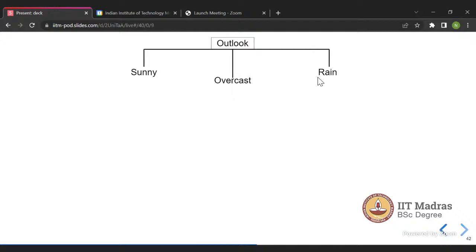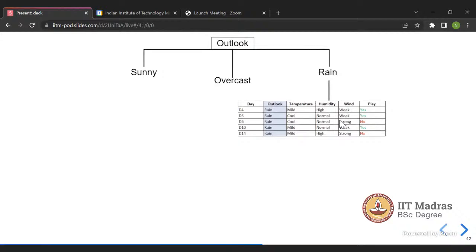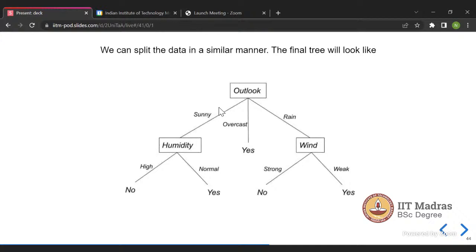If the outlook is rain, this particular node will again have 5 examples, and we can again split this node with the same procedure. And your full tree is going to look like this. Okay, so that's how we find a decision tree using the ID3 algorithm.